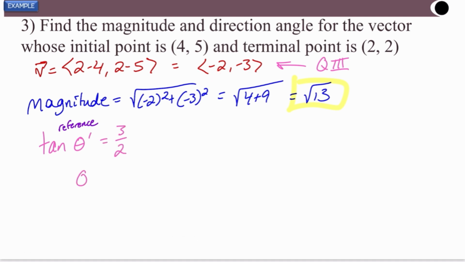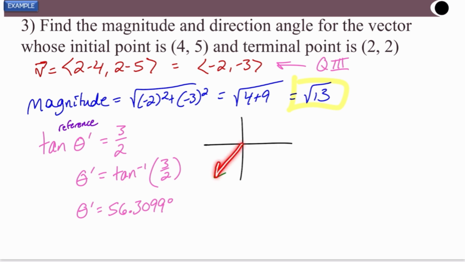I'm going to go to my calculator, and I'm going to do the inverse tangent. I need to make sure I'm in degree mode, because we're going to do these in degrees, of positive 3 over 2. And my calculator is going to give me 56.3099 degrees. That's just a reference angle. Let me draw a picture to show you what I'm talking about. Okay, here is my vector in quadrant 3 that has components -2, -3. This angle here is actually theta, and that's obviously going to be bigger than 180 degrees.